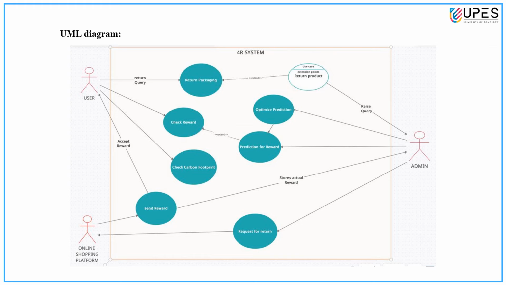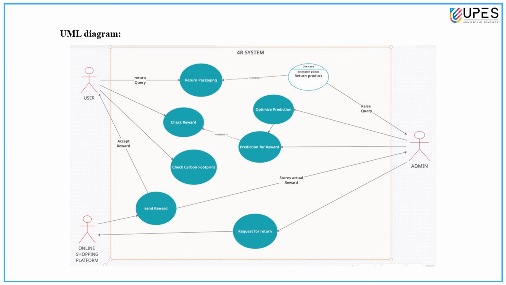We can see that the user could raise multiple queries such as return packaging, check for the reward, check for the carbon footprint. To resolve all those three queries, the admin is responsible. Admin has the rights to use the data that is being provided by the user.